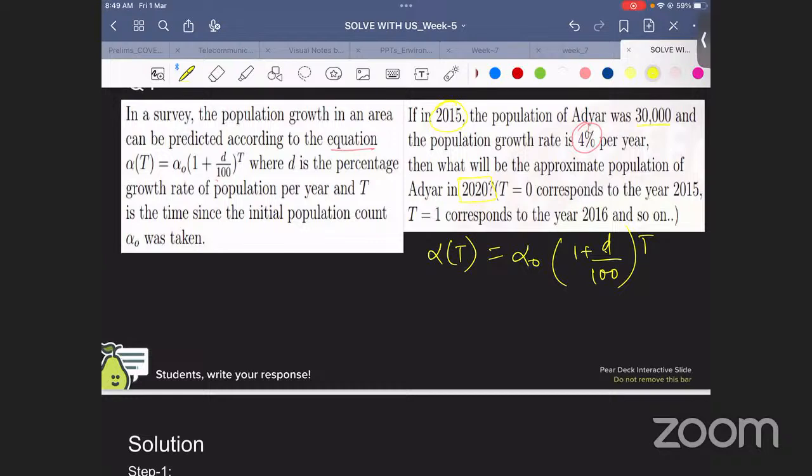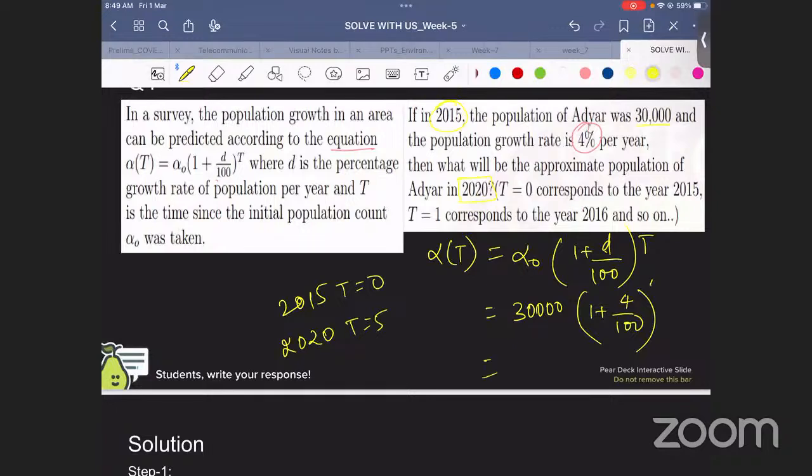There is a place called ADR. Earlier the population was 30k in the starting. So at 2015 it was 30,000. And now the population growth here is 4% per year. So this is basically 1 plus 4 upon 100. And then you have to calculate in 2020. So you started with 2015 as t equals 0. So 2020 will be what? T equals 5. So after 5 years, it's asking for your population. So whatever answer you are getting, I guess 36,500, that's the population after 5 years of this place ADR.